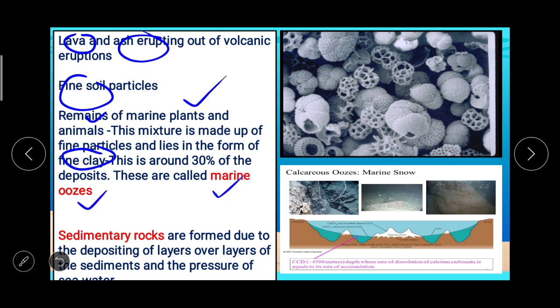Marine oozes. To understand the form of the marine life in the ocean and the availability of minerals on the ocean bed, these deposits are very important. By studying these things, one can understand about all these things. Sedimentary rocks are formed due to the depositing of layers of the sediments and the pressure of seawater.